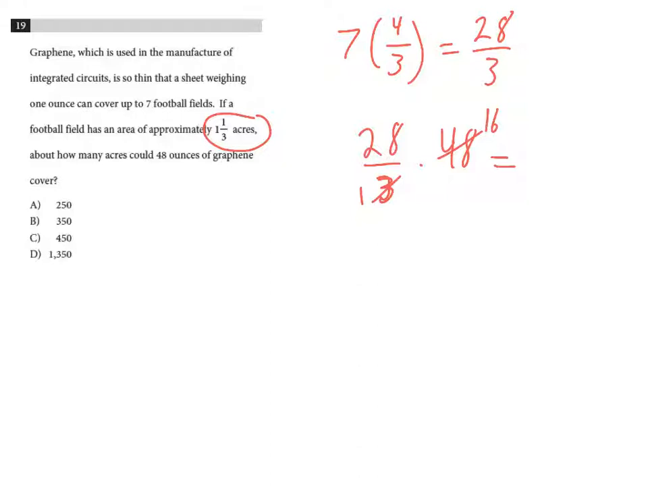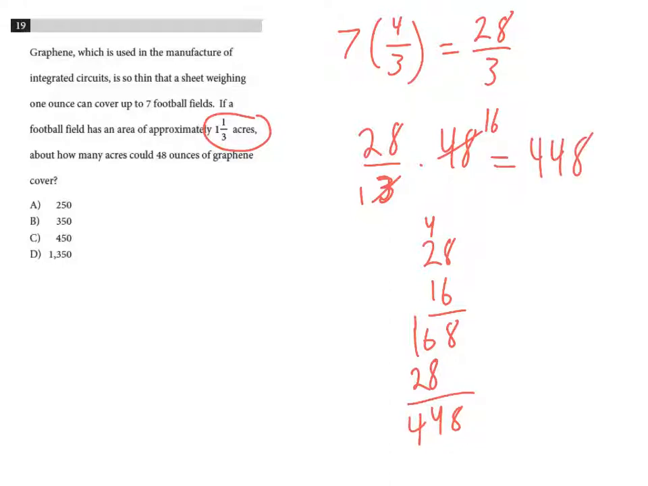I'll get 16 on top, so now I've got 28 times 16. That's going to be 12, 16, 8, and 2, 8, 4. So 448, 448 acres. So that would be closest to 450. Okay.